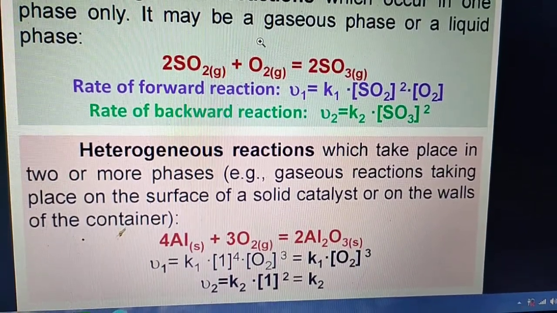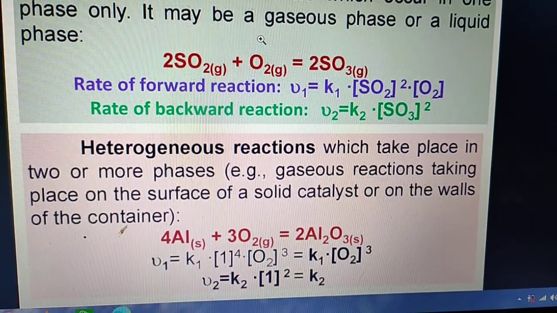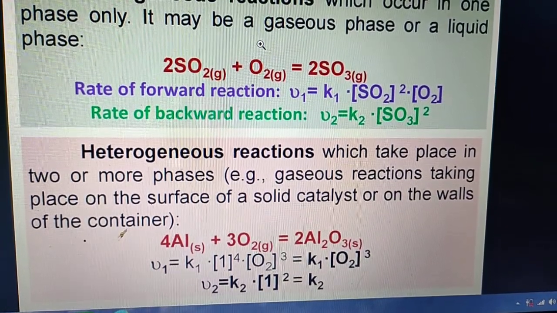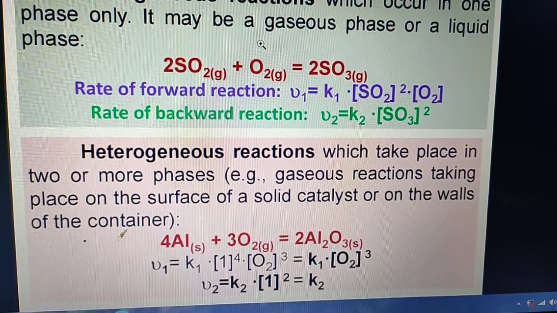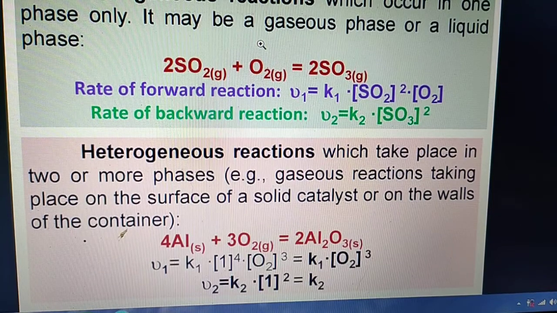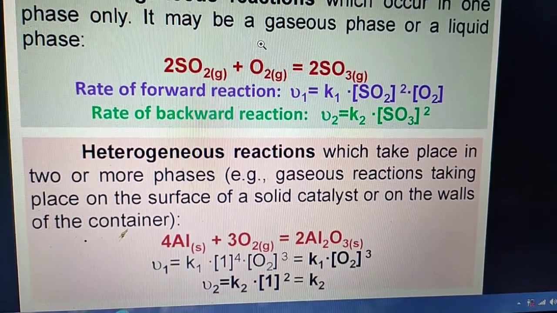For example, you see aluminium in solid state and oxygen in gaseous state form aluminium oxide, which is in solid state. So all the phases are different: solid, gas and solid. Different phases are present. So this is an example of a heterogeneous reaction.